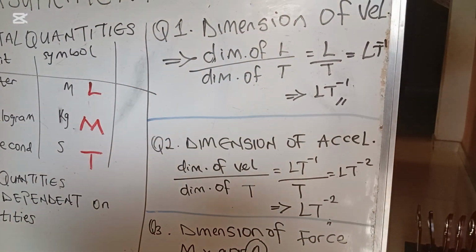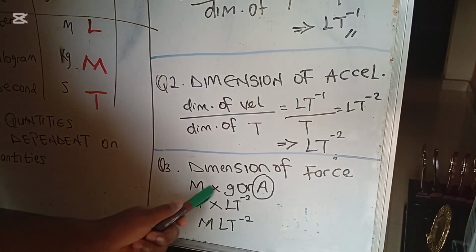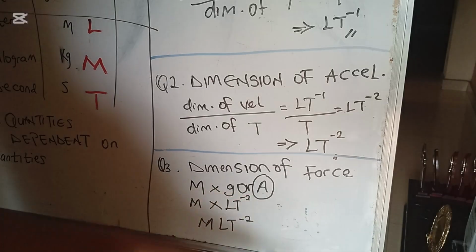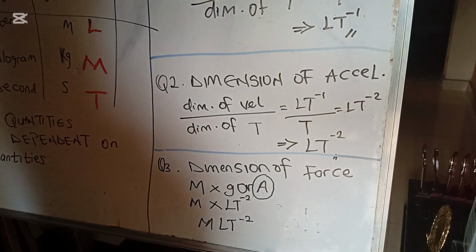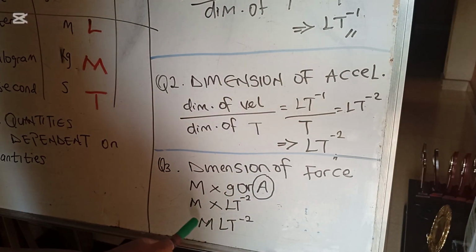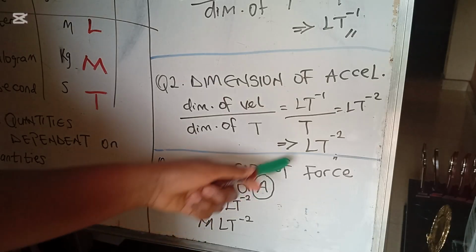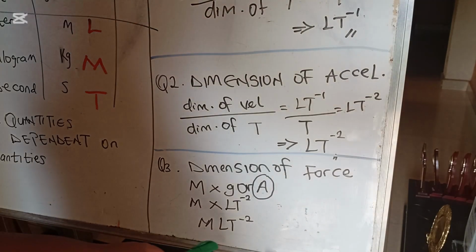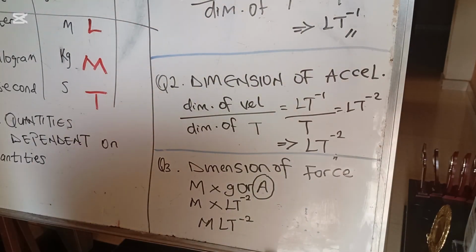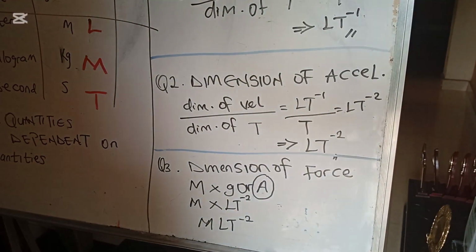The last one is the dimension of force. For the dimension of force, we have mass times acceleration due to gravity, but we're going to use the symbol A instead. This A is acceleration. For m, we leave it as m, which is mass. And for acceleration, which is gotten from here, we leave it as LT raised to the power of -2. Then our answer is MLT raised to the power of -2.